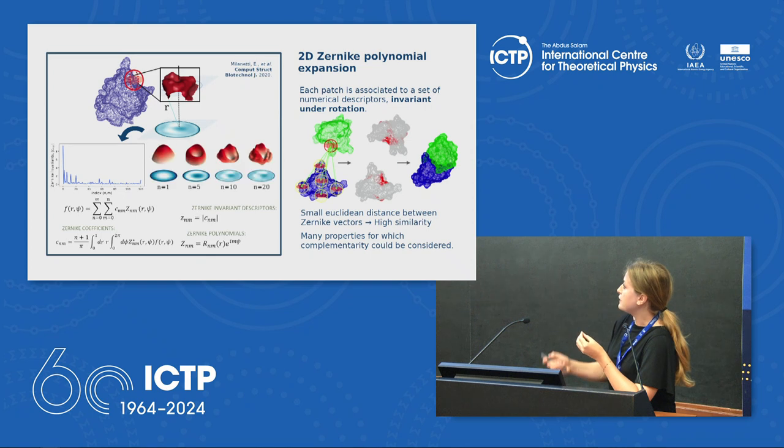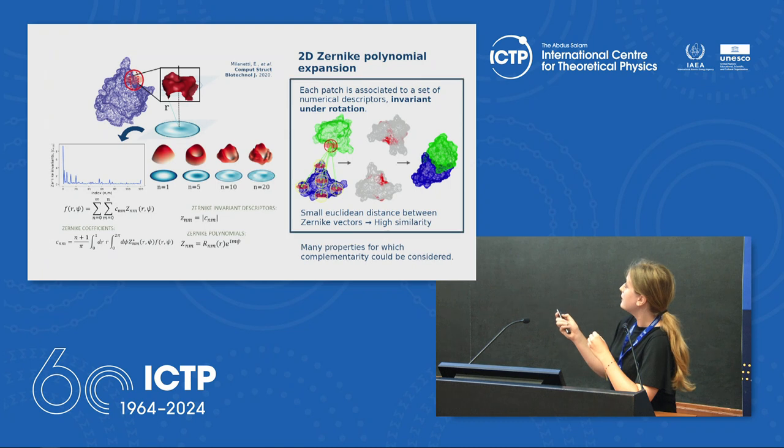The level of detail of this description depends on the order of expansion n. Too low values result in a too smooth reconstruction, while too high n give us unnecessary and time-consuming details. These Zernike vectors do not depend on the orientation of the patches because they are invariant under rotation. And this allows for a super quick comparison between all the possible patches between two proteins, which is really important during the blind search for interfaces.